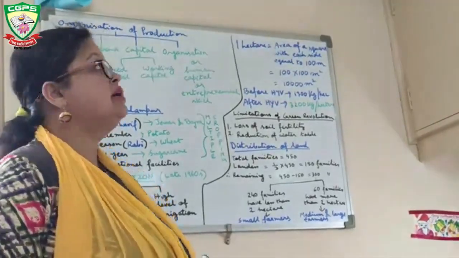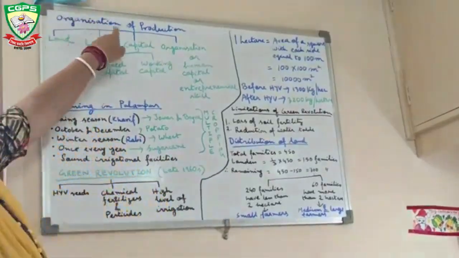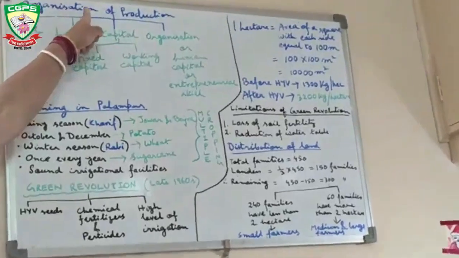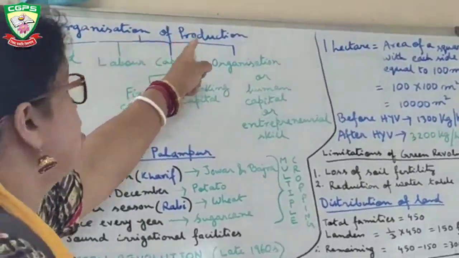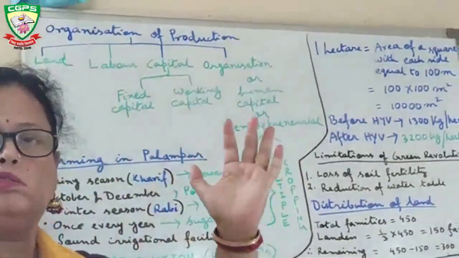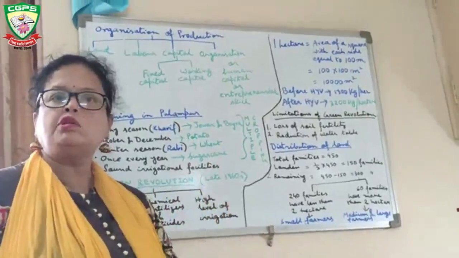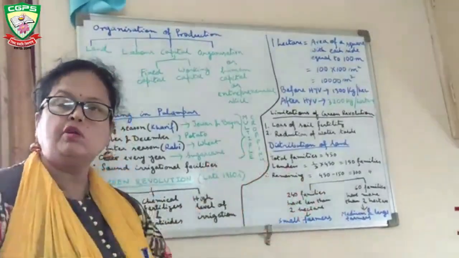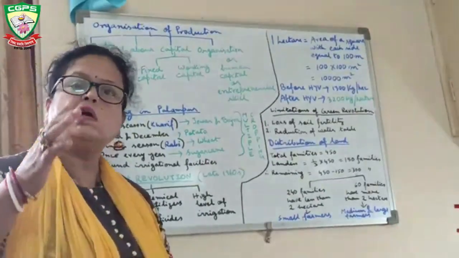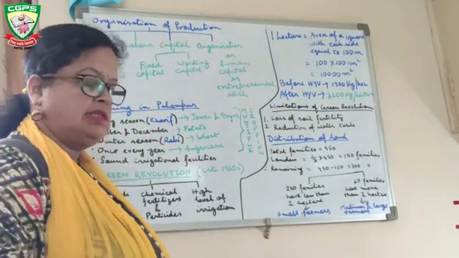But before that, I have to explain to you the organization of production. See here, there is a flow chart which indicates the organization of production. First of all, let me discuss what production is. Production means to produce something, to make something. But in economics, production is that activity which deals with generation of income. Let me give an example.